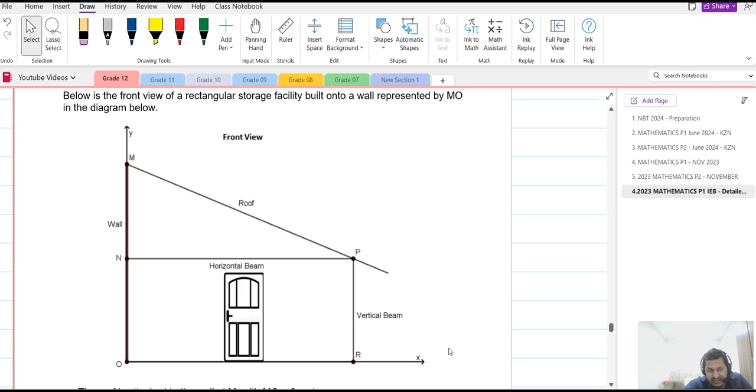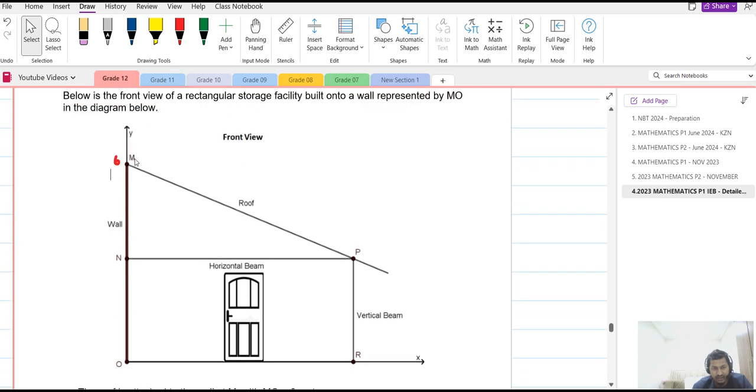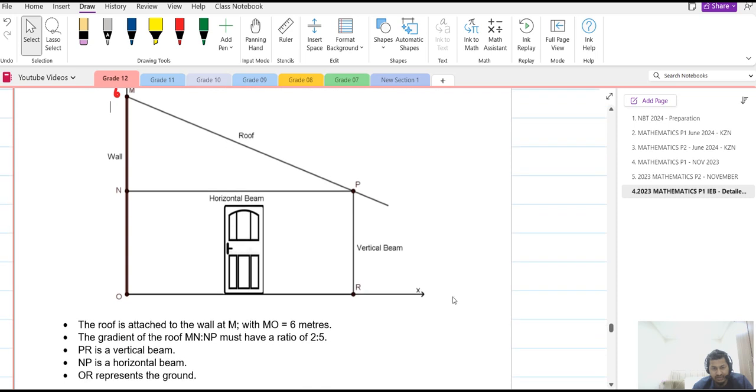MO is 6, so we have the y-intercept here, right? The gradient of the roof, MN to NP, must have a ratio 2:5. MN to NP is what? 2:5. So we know the gradient. Now we need to interpret this. Gradient is change in y over change in x. The change in y, they're telling us, is like 2x is to 5x. So it's just 2 over 5.